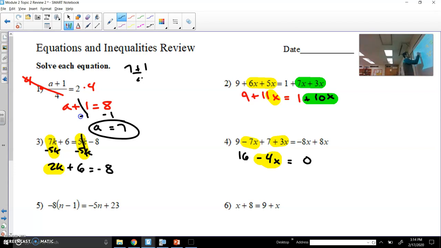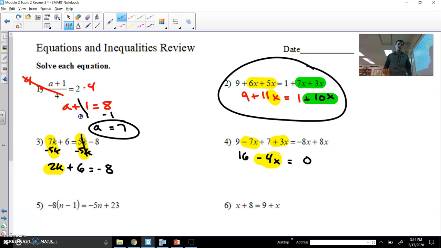And 7 makes sense because if you plug it back into the original equation, you end up getting 7 plus 1 is 8. And 8 divided by 4 is 2, which is exactly what you were trying to get. And so that's a method of checking your work. Now that could be a little longer process, I guess, when you're doing variables on both sides. And so if you notice with number 2, I've highlighted some first steps for you to consider.